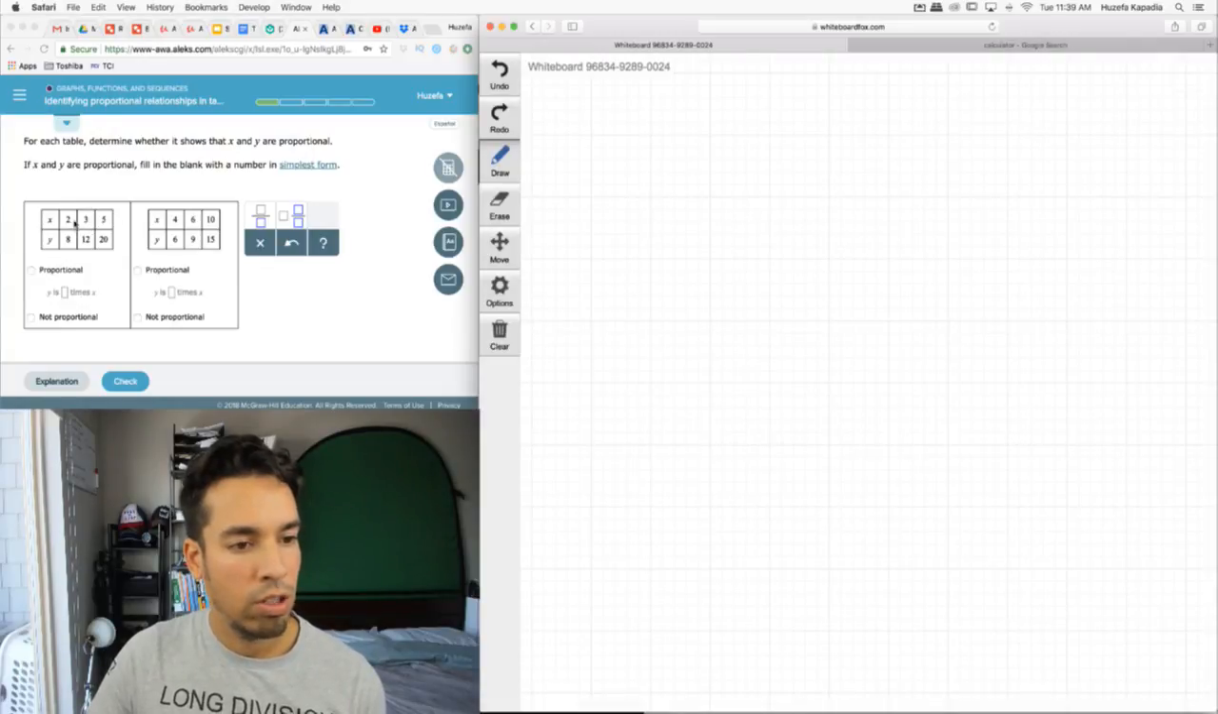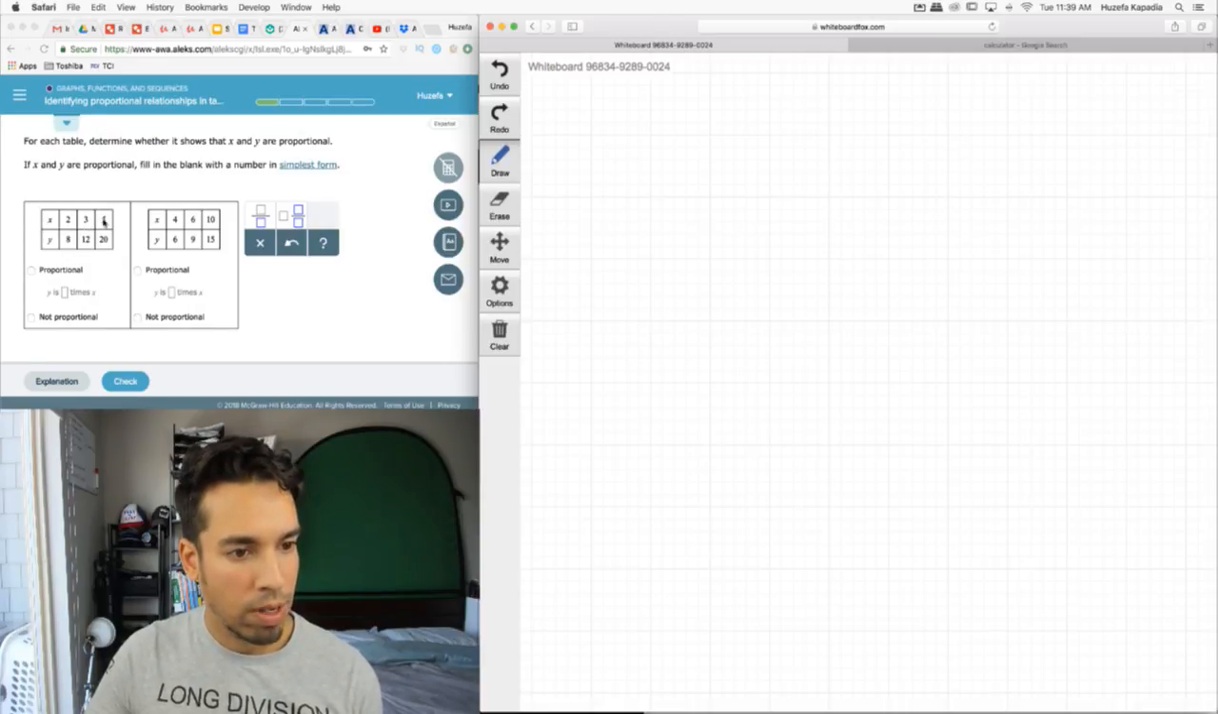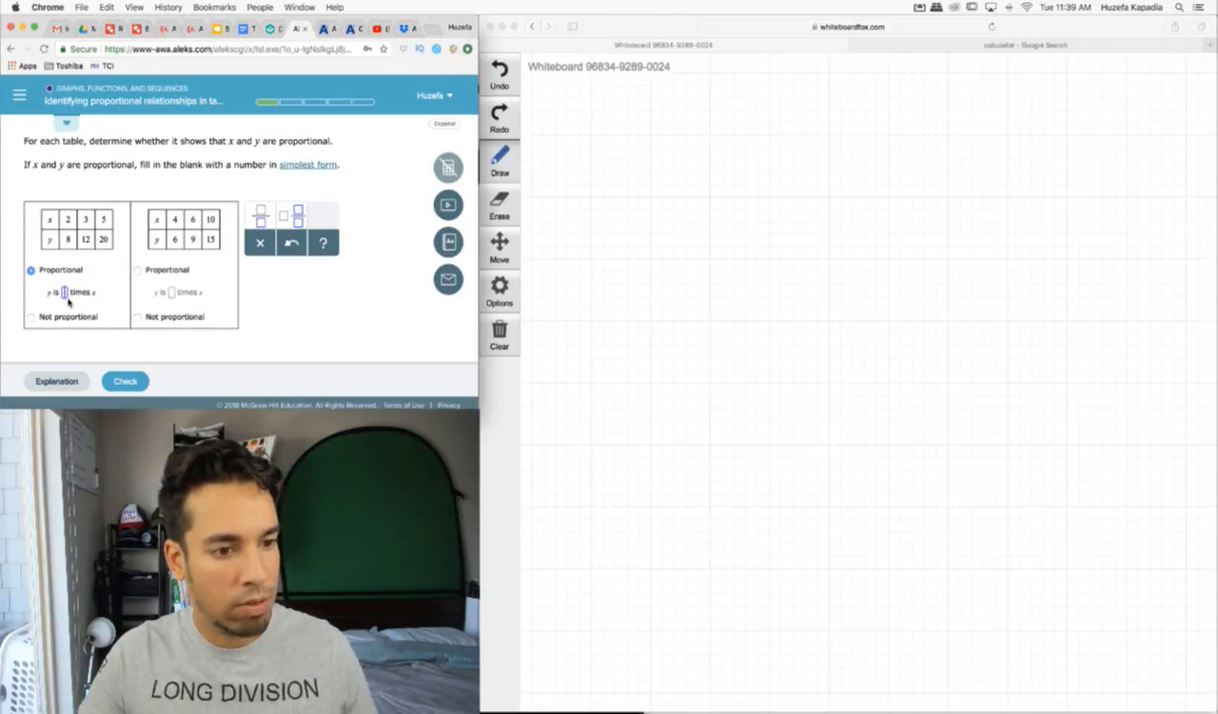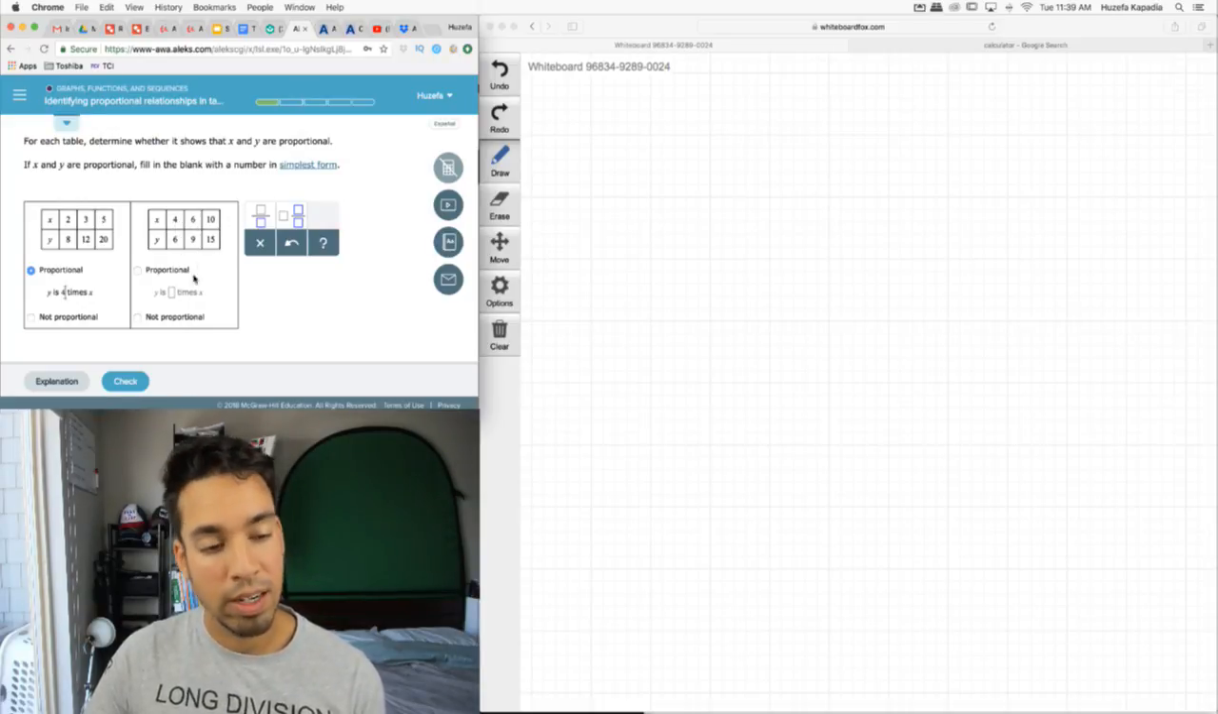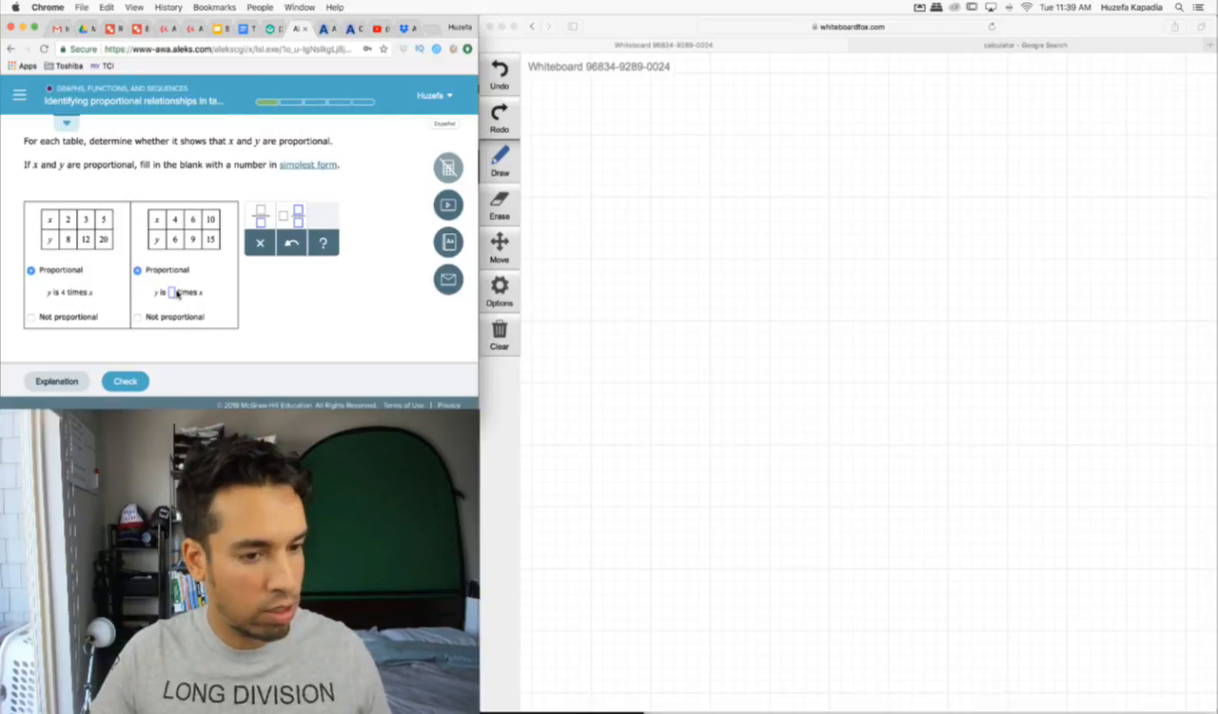All right, this one's a little easier. We don't even need to do a slope. I can see that there's a common multiplier across, right? 2 times 4 is 8, 3 times 4, 5 times 4, so this is proportional. Y is 4 times x. What about this one? Well, y is what times x? This one would be 3 over 2, right? 3 over 2 times 4 is 6. 3 over 2 times 6 is 9. So actually, yeah, it is proportional, and it's 3 over 2.